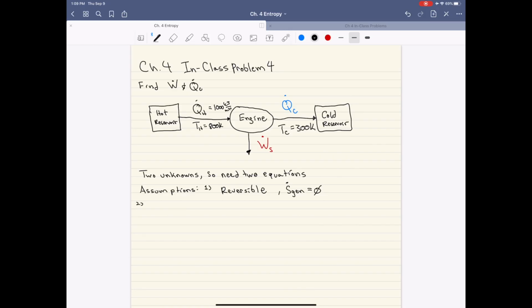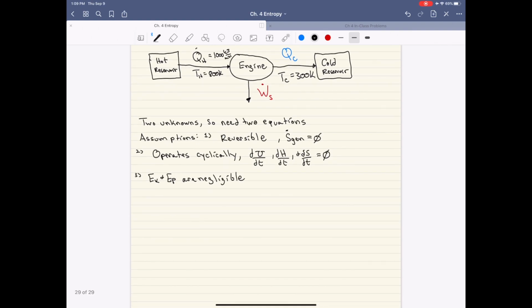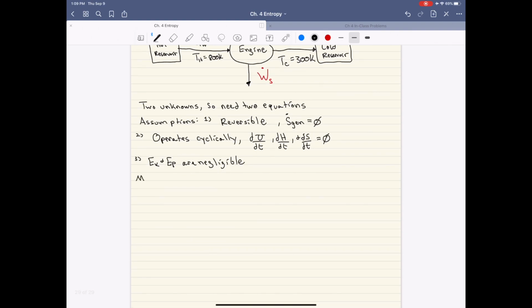We could also assume that the engine operates cyclically. That means effectively the system's at a steady state, where du dt, dh dt, and ds dt, all those things are going to be equal to 0. The last thing we'll assume, something we assume in almost every thermal problem, is that changes in kinetic and potential energy are going to be negligible. Those are the assumptions we're going to make. Now let's move on to our balances.